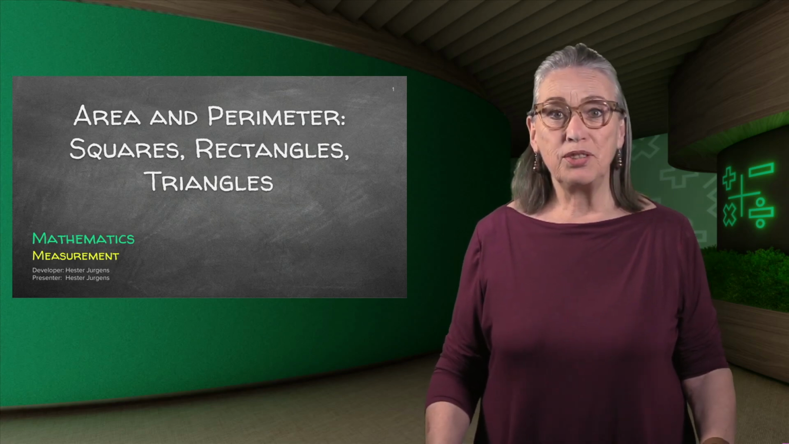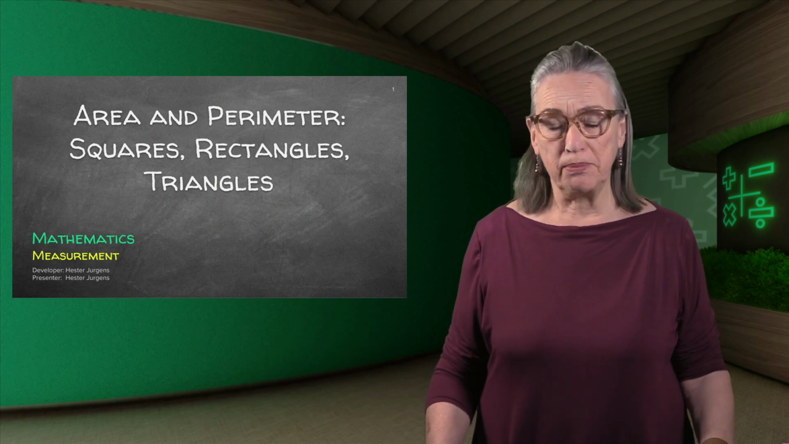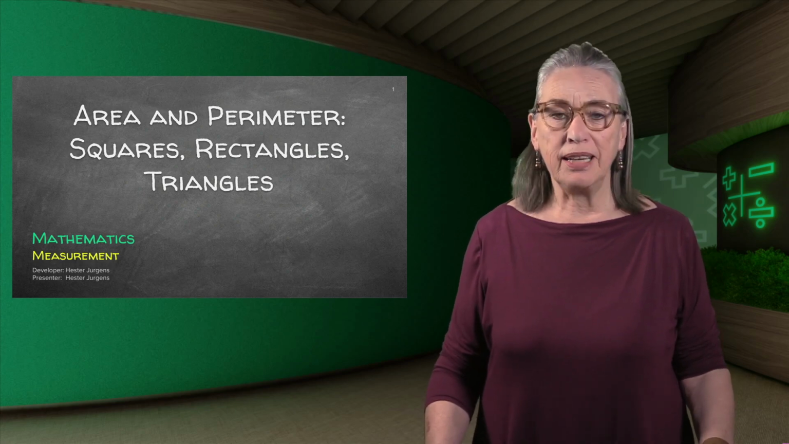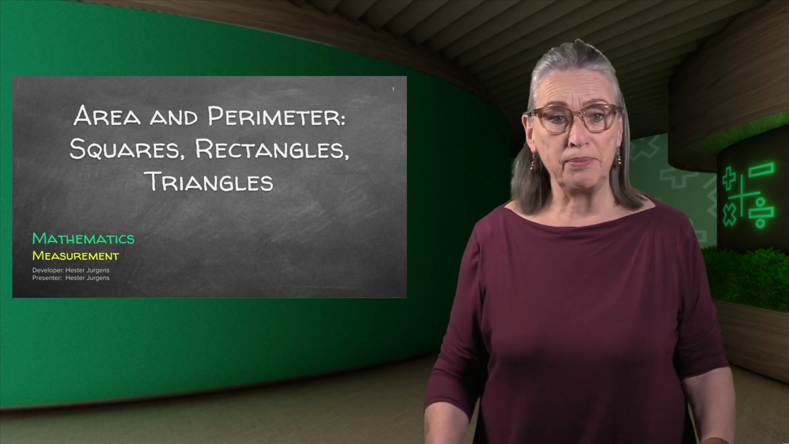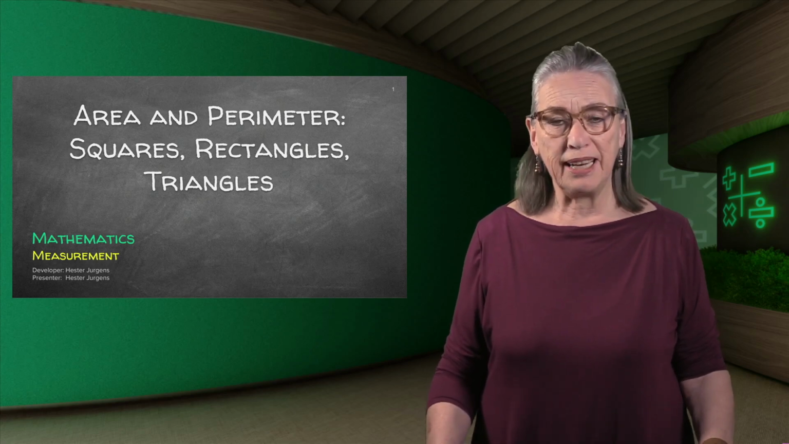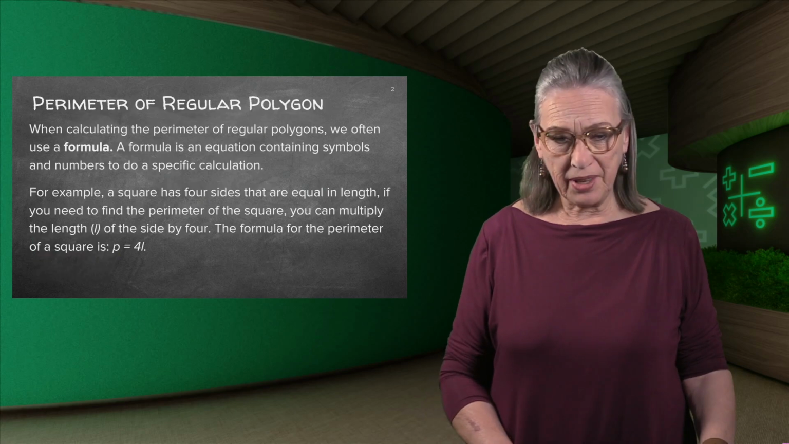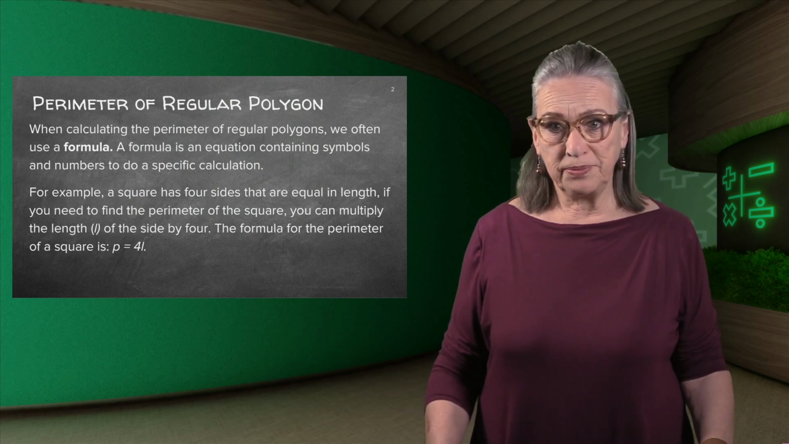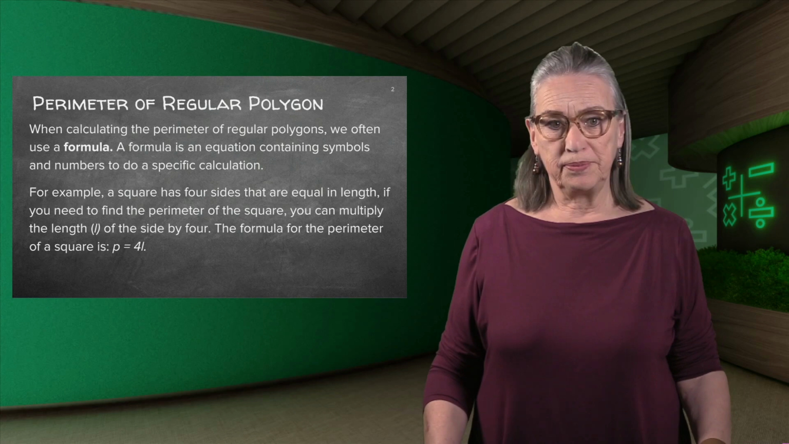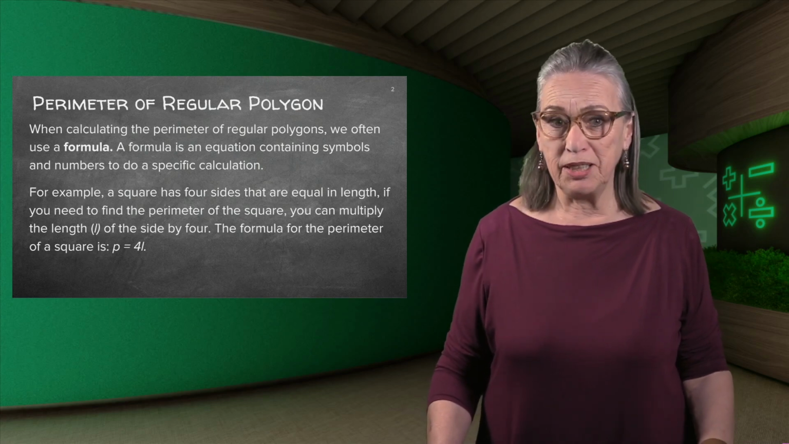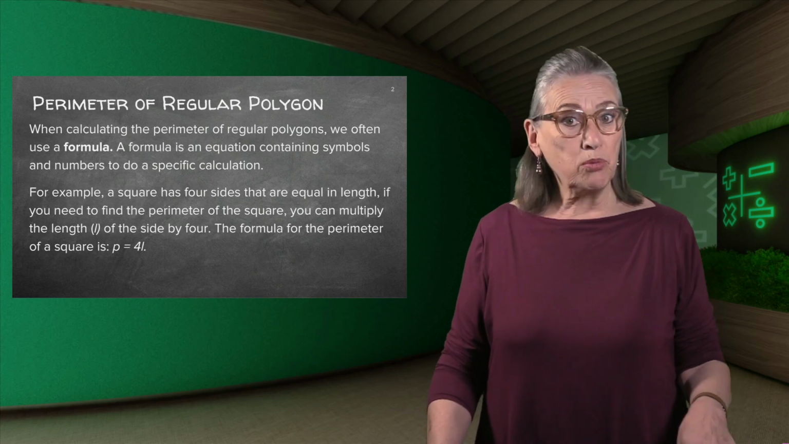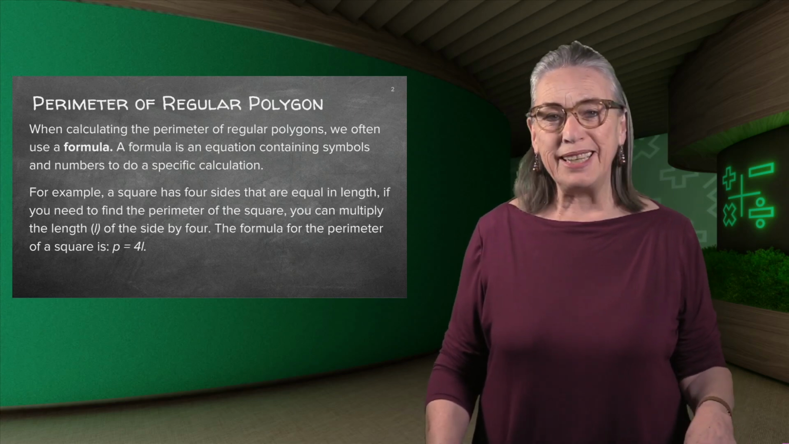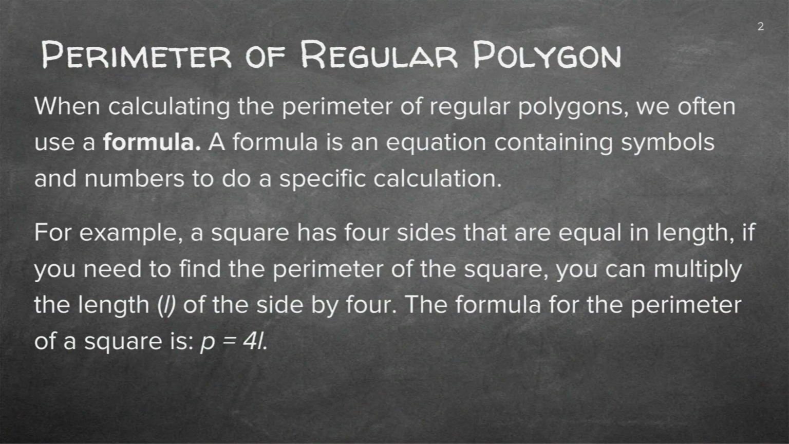So we are going to do a series on measurement. Today we are going to discuss the area and the perimeter of squares, rectangles, and triangles. When calculating the perimeter of a regular polygon, we often use a formula. I hope you can still remember what a regular polygon is. But what is a formula first? A formula is an equation containing symbols and numbers to do a specific calculation.